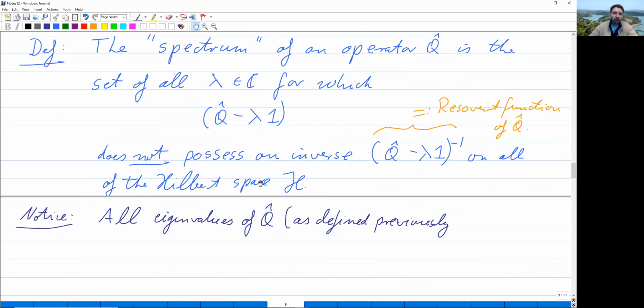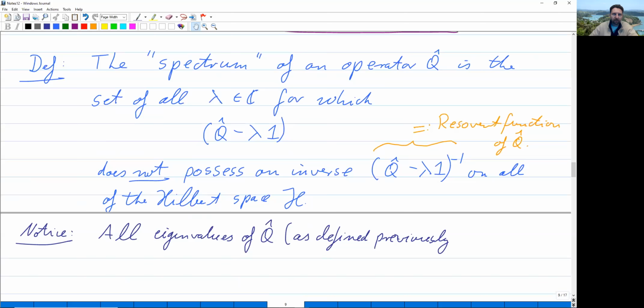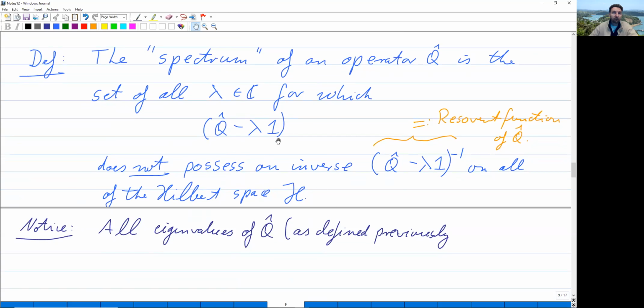All of these are, of course, in the spectrum of the operator by this definition, because for them there just isn't an inverse of Q hat minus lambda 1. It just cannot be an inverse because many Hilbert space vectors are all mapped into 0. All multiples of the eigenvector get mapped into 0. So clearly that cannot be invertible, and therefore that's that. So we notice that all eigenvalues of Q hat, as defined previously, are in the spectrum, spec of Q, as defined here.